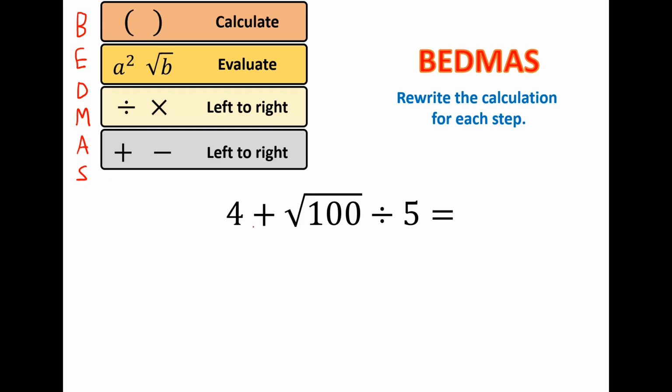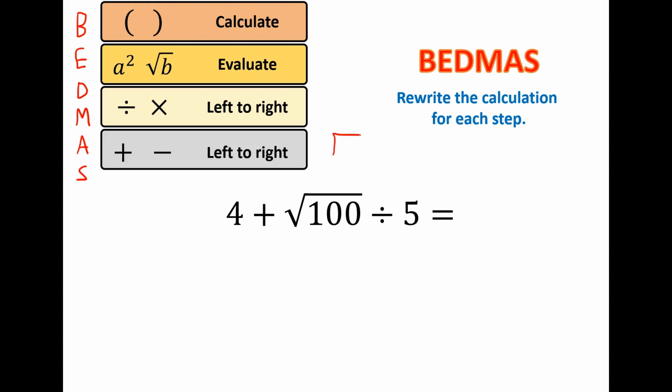Now let's do another example here. We have an expression saying 4 plus the square root of 100 divided by 5. Now, first things first, let's find out, do we have any brackets? No. Do we have any exponents? Yes, we do. So now if you guys didn't know, a square root is considered an exponent.